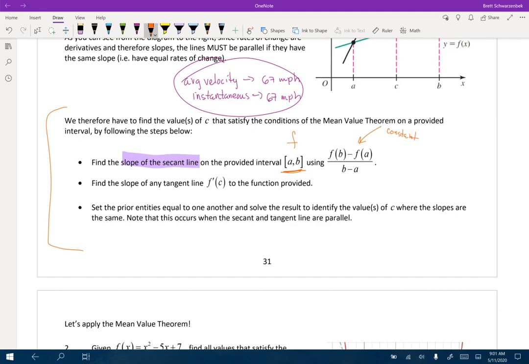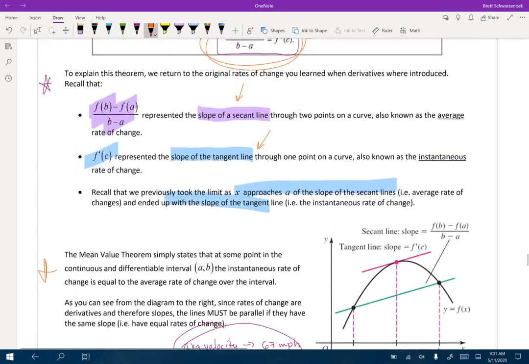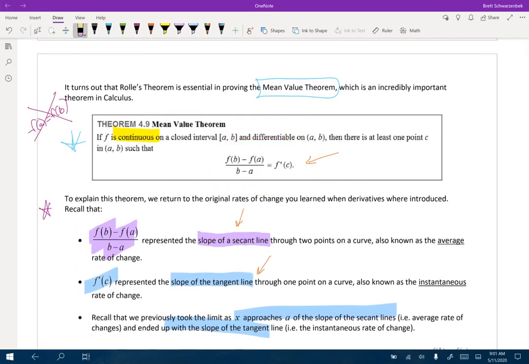What's next? Then you want to find the slope of the tangent line. Now note, the function is going to be some equation, which means the derivative, when you find it, is going to be an equation. Okay, so what is the last step? The last step is the theorem. So once you find this, which is a number, and this, which is an equation, what do you do with them? You set them equal to one another.